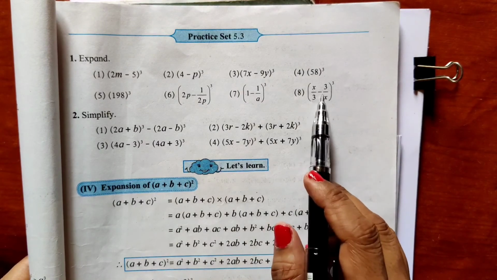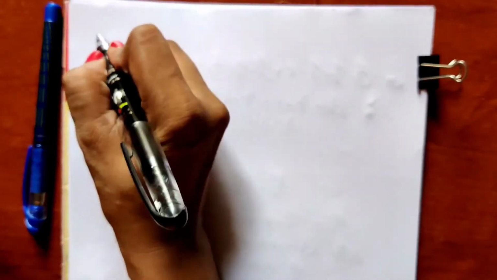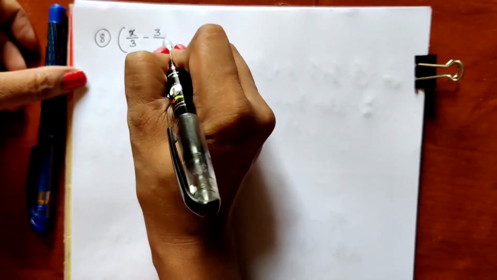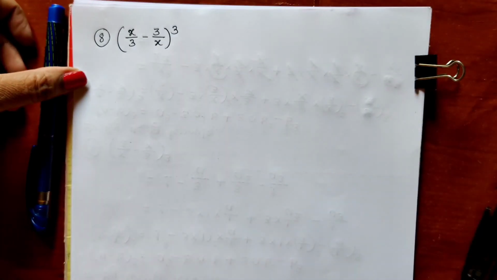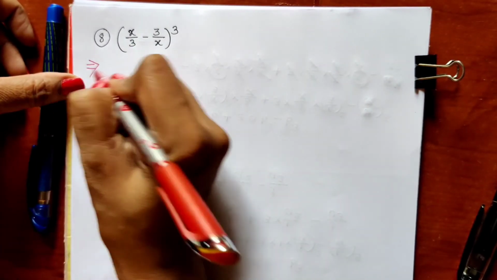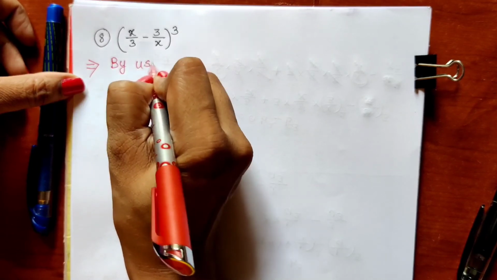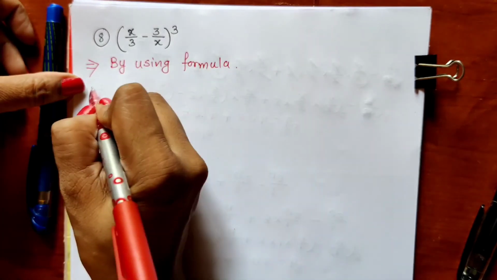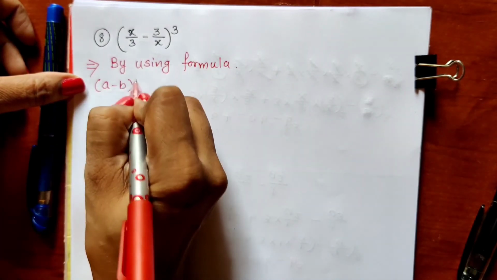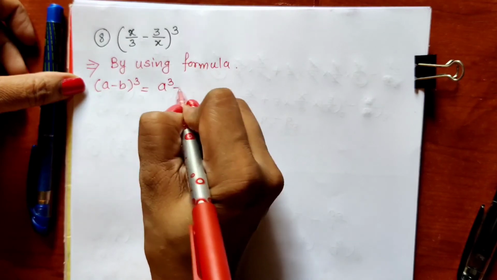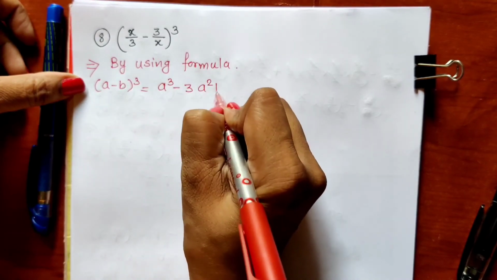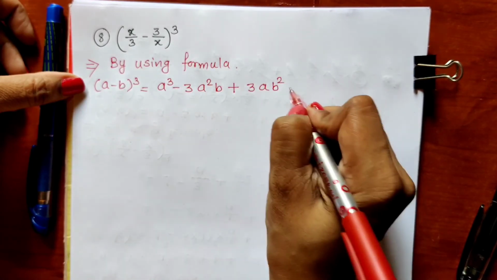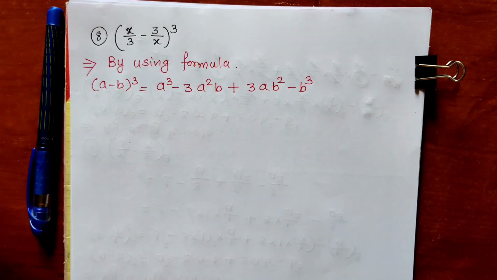8th sum: x upon 3 minus 3 upon x whole cube. Write the formula. By using the formula, a minus b whole cube is equal to a cube minus 3 into a square into b plus 3 into a into b square minus b cube. Write the sum.